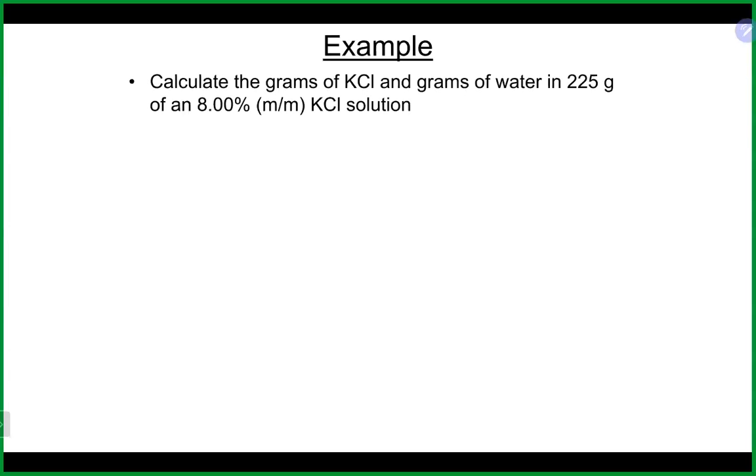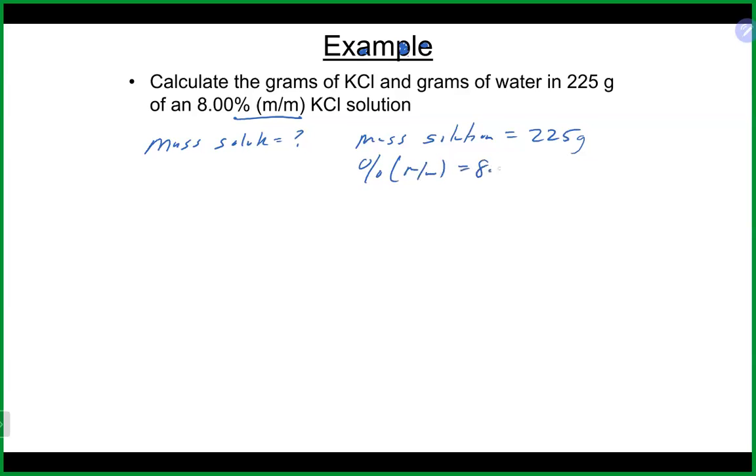Calculate the grams of KCl and the grams of water in 225 grams. Okay, so let's take a look and see. So obviously we're dealing with percent mass to mass. So we're given, we're looking for the mass of the solute here. We do have the mass of the solution, which in this case is 225 grams. And we have the percent by mass there of 8%.